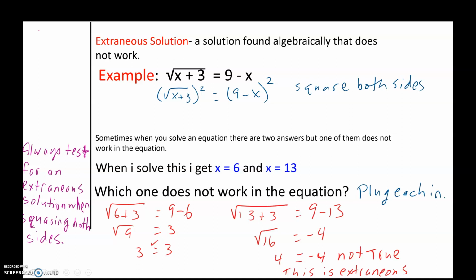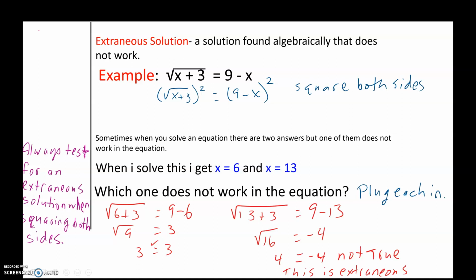All right, another bit here for this piece. We're going to talk about that number that doesn't work. It's called an extraneous solution. And it's an answer that you find when you solve square root problems algebraically. Sometimes they have them, sometimes they don't. That's why you've got to test them.